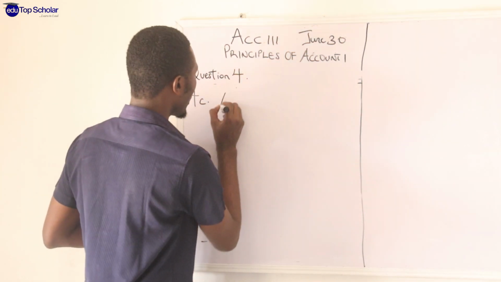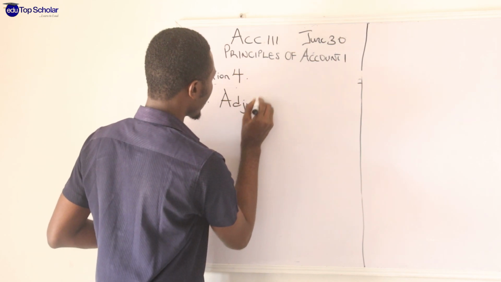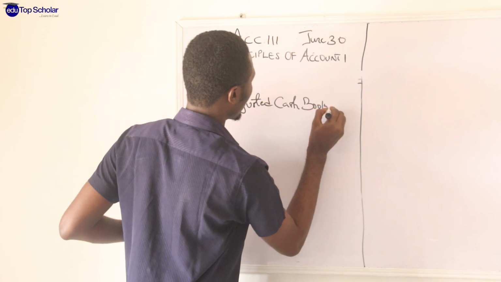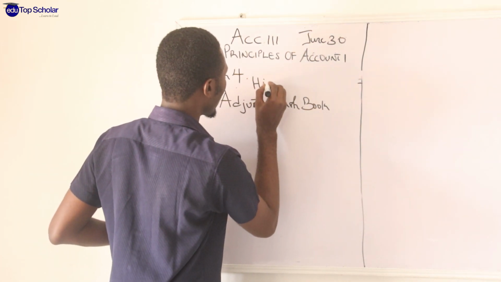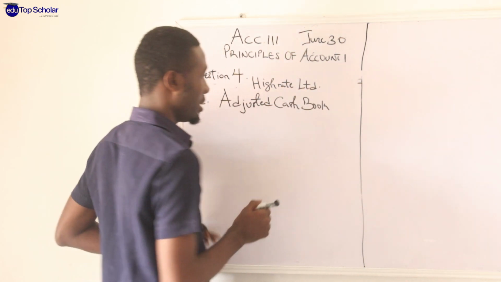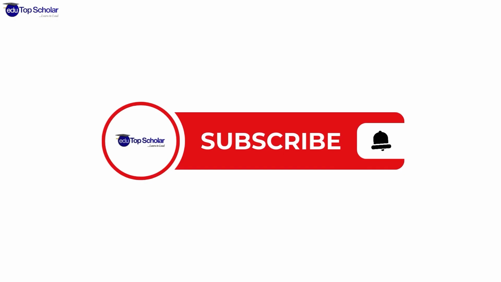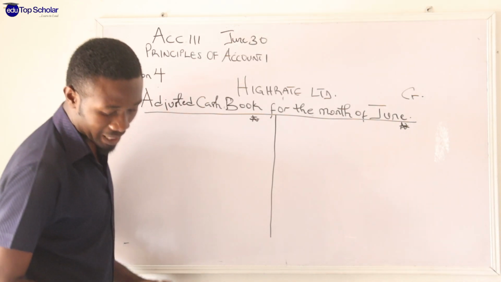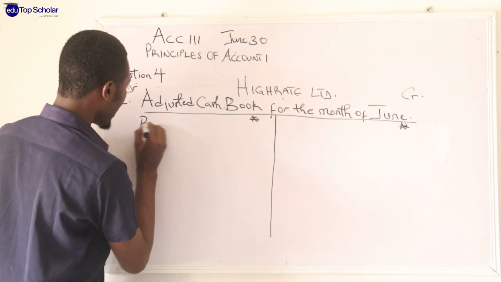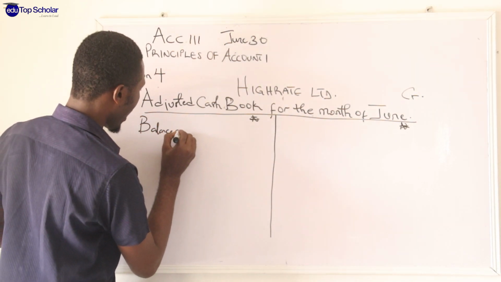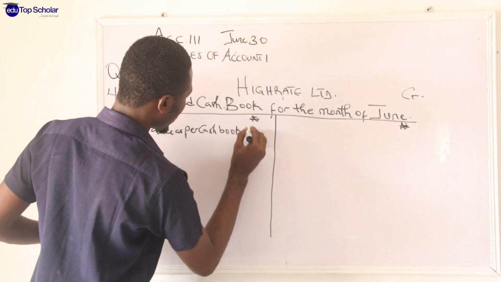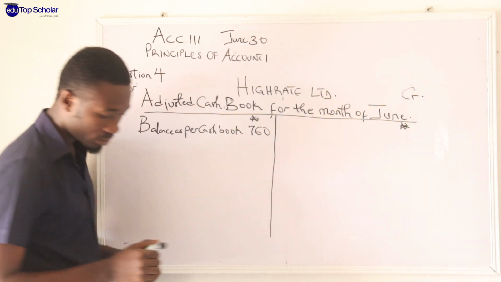So we have to do an adjusted cash book. We are working on High Rate Limited. The first one says that we have a debit balance in our cash book, so balance as per cash book. They're giving us 760 naira.